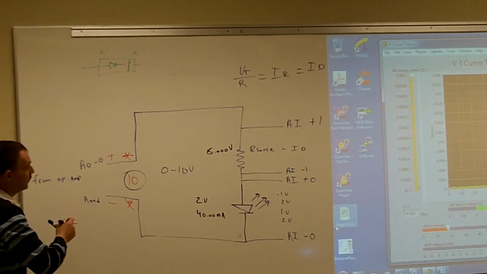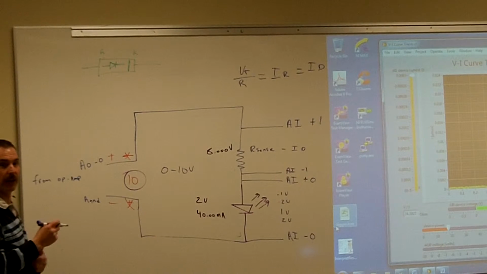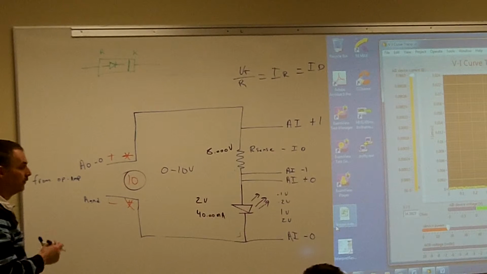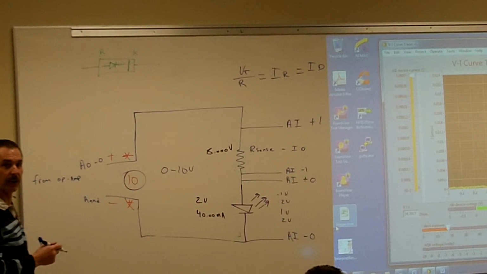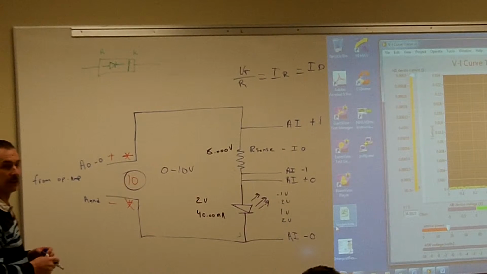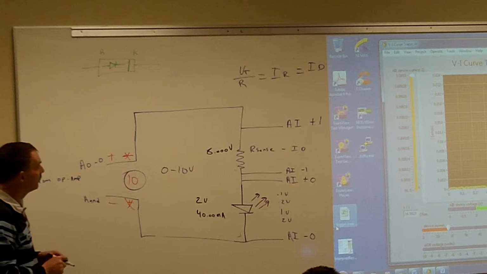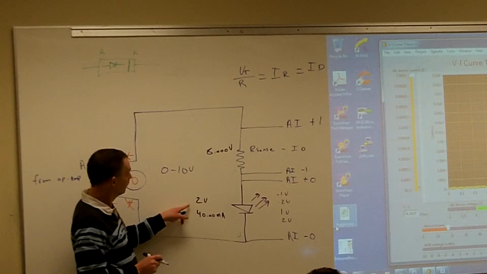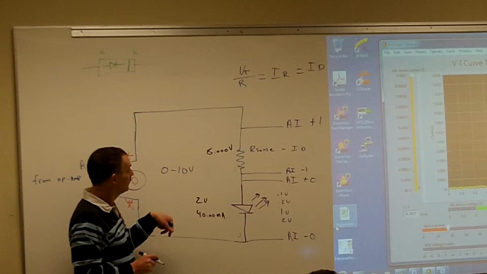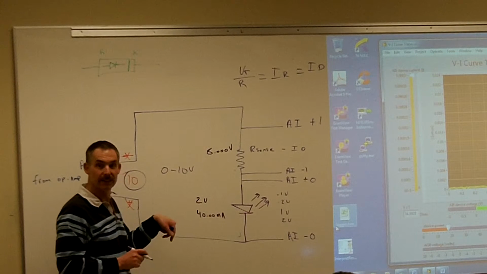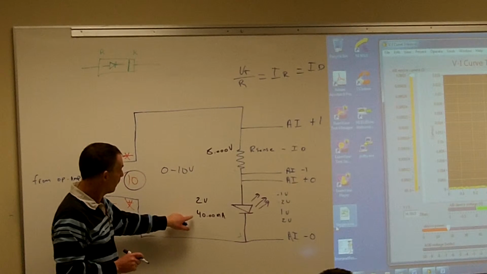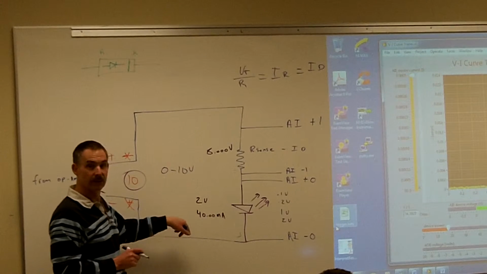So what size resistor do I need in there then? What value of resistor would I have to put in there so that I never exceed my 40 milliamps? And how would I calculate it? What would I need to do to figure that out? You take your 2 volts across your LED and divide it by the peak current, and that would give you your minimum ohms to keep below that 40 milliamps. So 2 divided by 0.04 is 50.